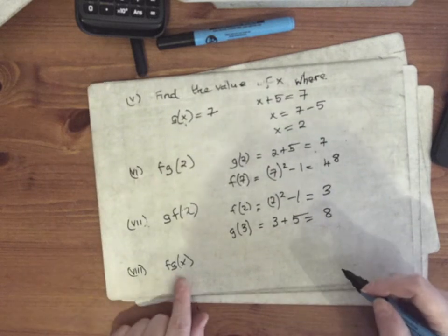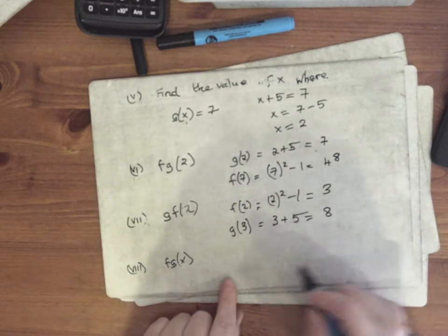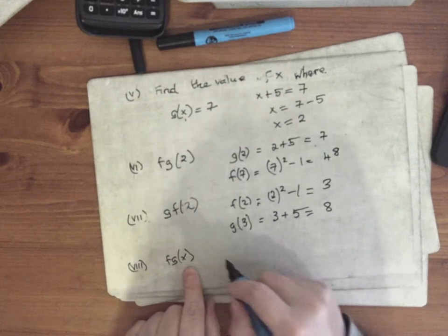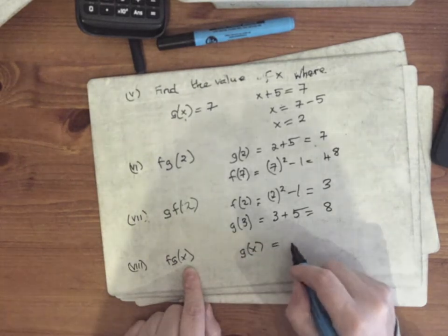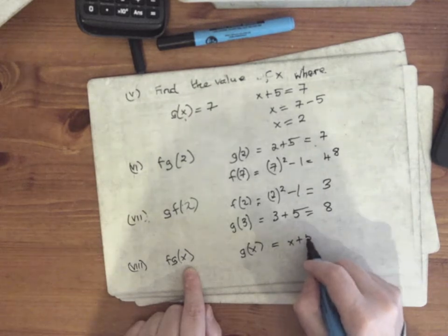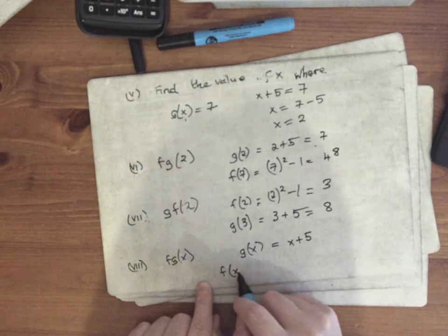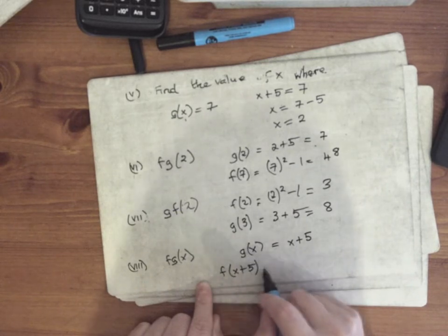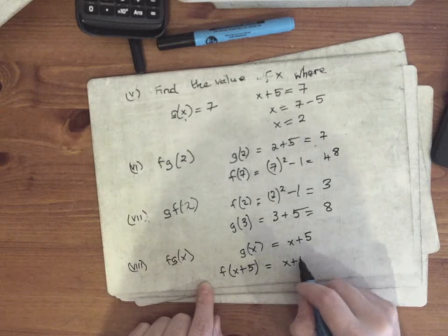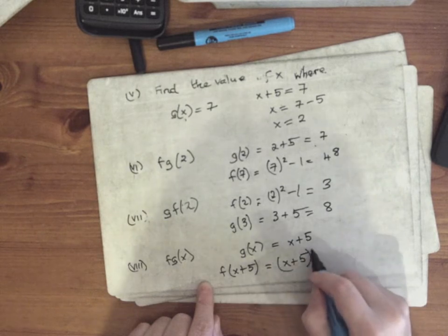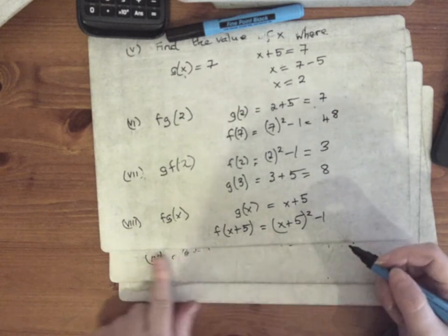Okay, and then the last one I wanted to do was fg of x, right? So that means you just do g of x first. So you're not putting in a number, you're just putting in a letter. So g of x is x plus 5, right? Then you have to put x plus 5 into f. So into f, everywhere I see an x, I'm putting an x plus 5. So f was x squared, so it's x plus 5 all squared minus 1. Okay, you then need to multiply that out to simplify it.